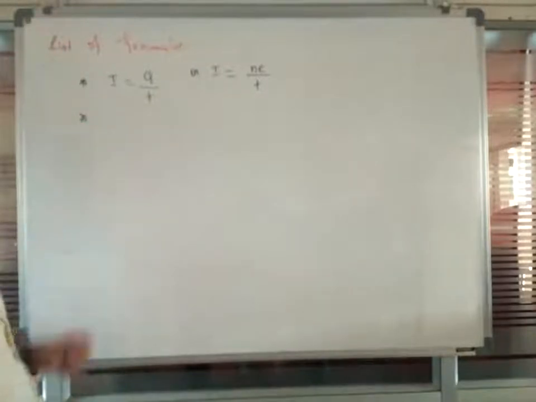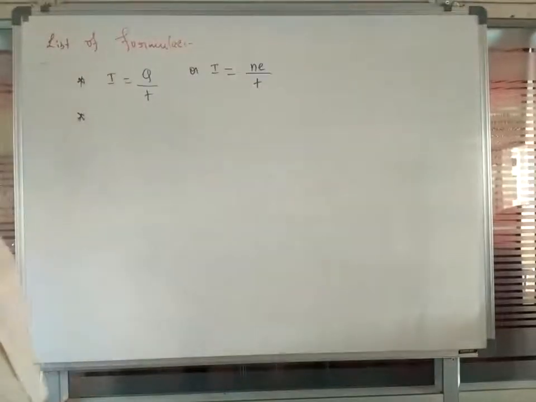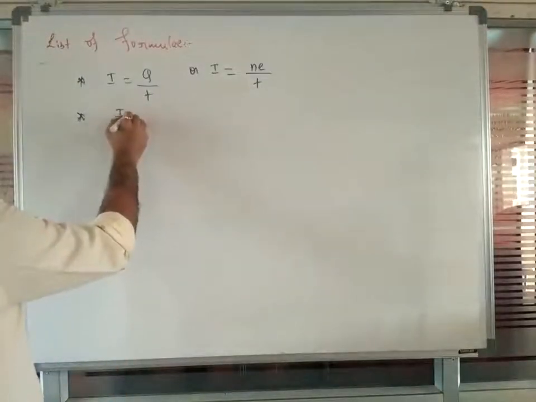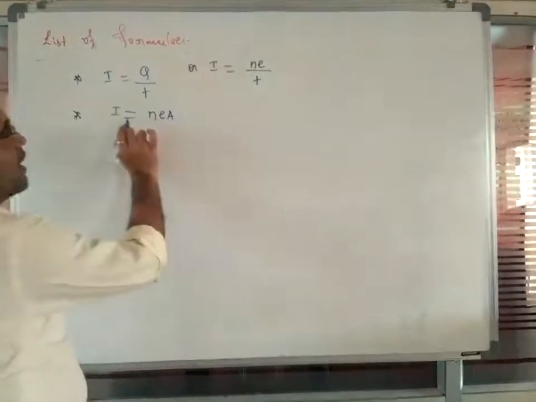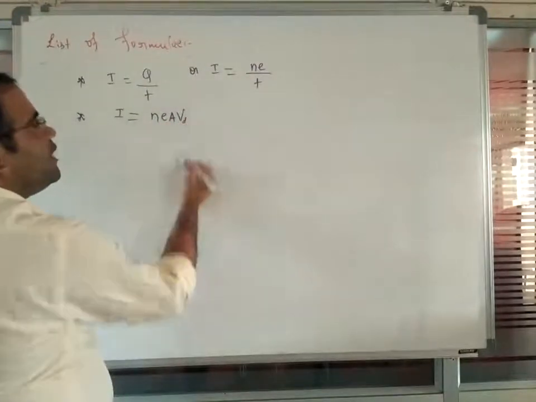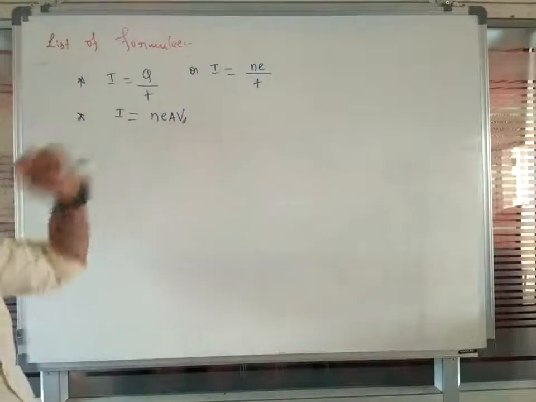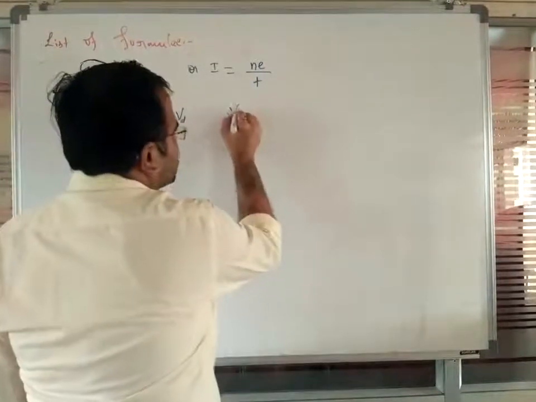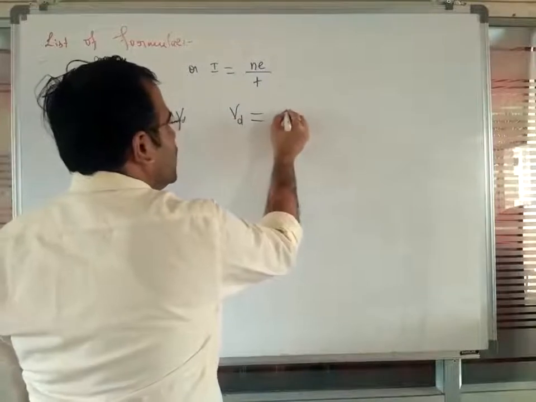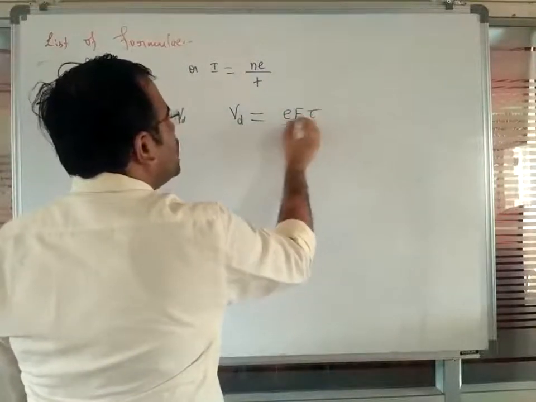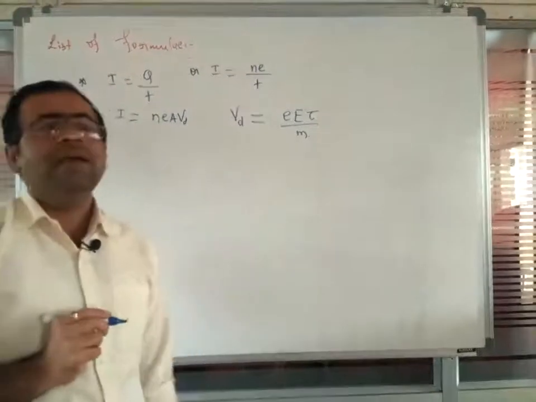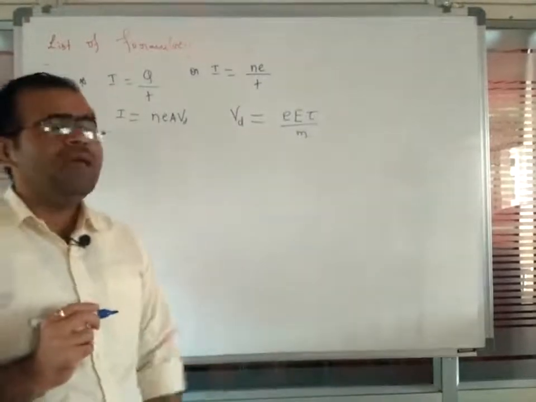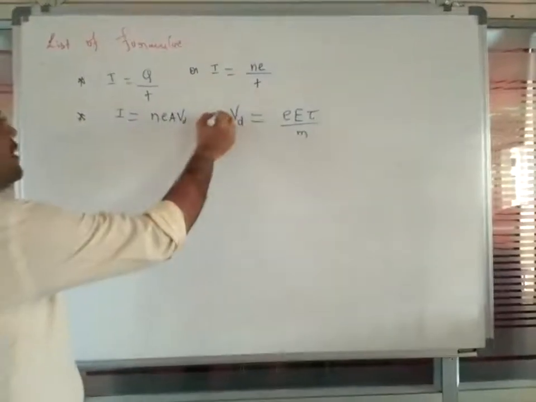Next, after getting this one, now you are going to observe the second formula. So the second formula, electric current in terms of drift velocity, I is equal to N E A into Vd. So Vd represents drift velocity. Then what about the drift velocity expression? Vd is equal to small e capital E tau divided by m. So drift velocity is given by e into capital E tau divided by m. This is the expression for drift velocity.